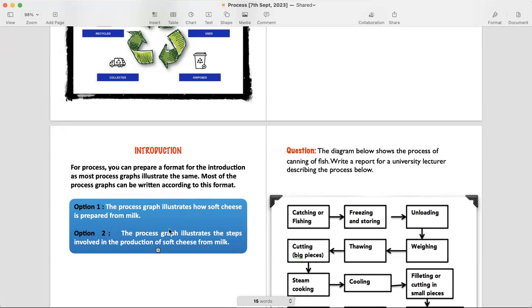In the second one, we are going to use the word steps. The process graph illustrates the steps involved in the production of soft cheese from milk. Process graph shows जो steps हैं शामिल हैं किसकी production में, soft cheese की production में from milk. So these are the two ways I write my introduction. Are they clear?